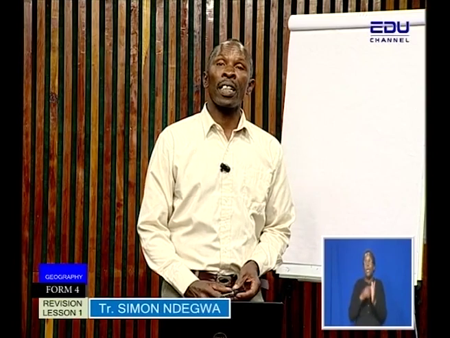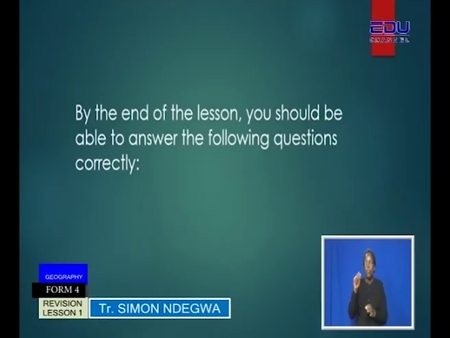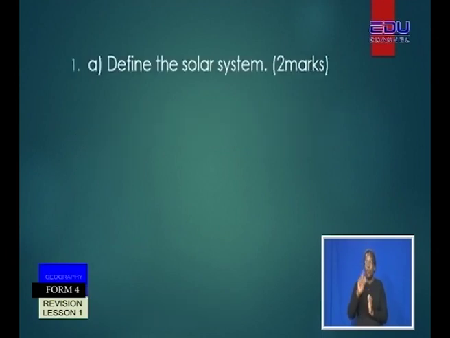By the end of the lesson, it is expected that you should be able to answer the following questions correctly. Question number 1. Define the solar system. The question is allocated 2 marks.